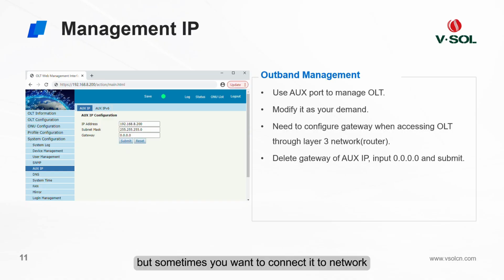But sometimes you want to connect it to network, and access OLT through Layer 3 network. You need to configure gateway for it. Delete the gateway configuration, input 0.0.0.0 and submit.